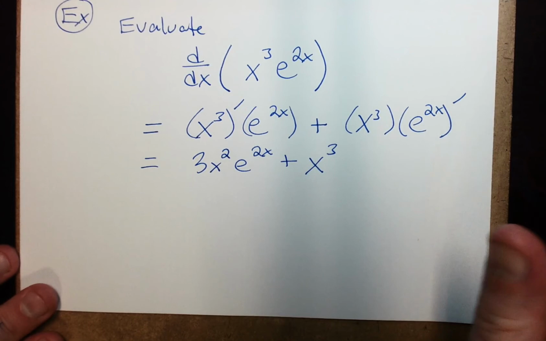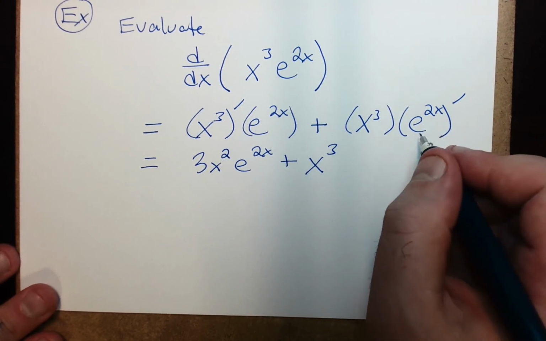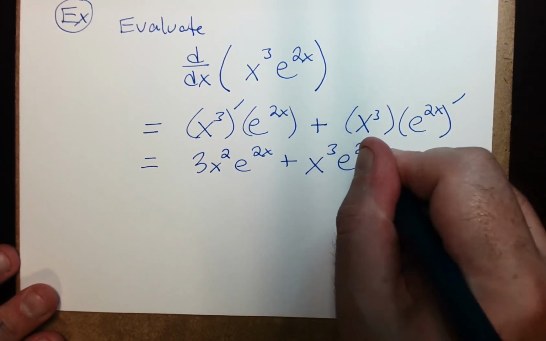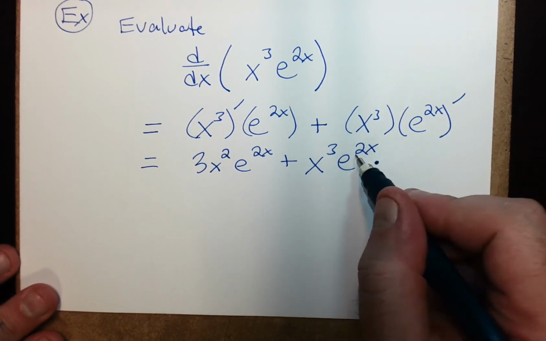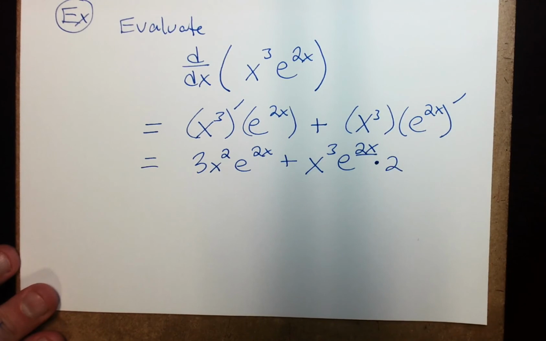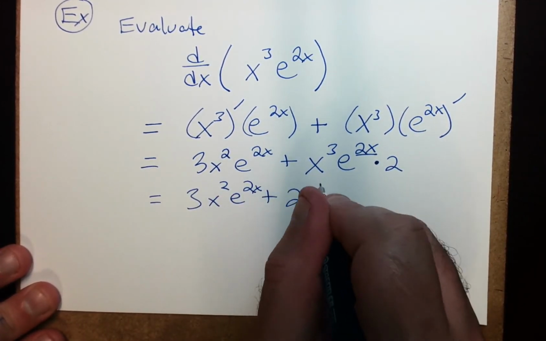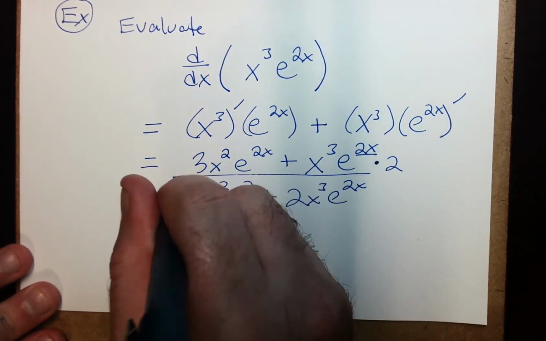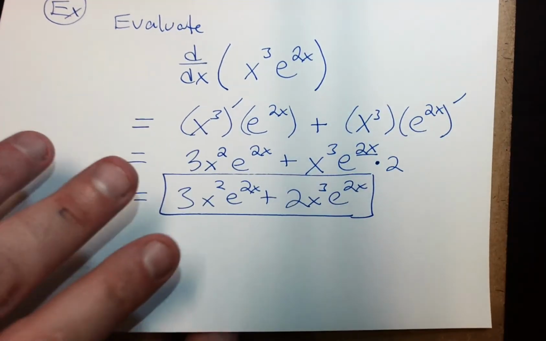Well, what is the derivative of e to the 2x? Well, the derivative of e to the x is e to the x. So the derivative of e to the 2x is e to the 2x, but then the chain rule makes you multiply by the derivative of what's inside. So you multiply by the derivative of the 2x, which is 2. So 3x squared e to the 2x plus 2x cubed e to the 2x. That's your derivative. Okay?